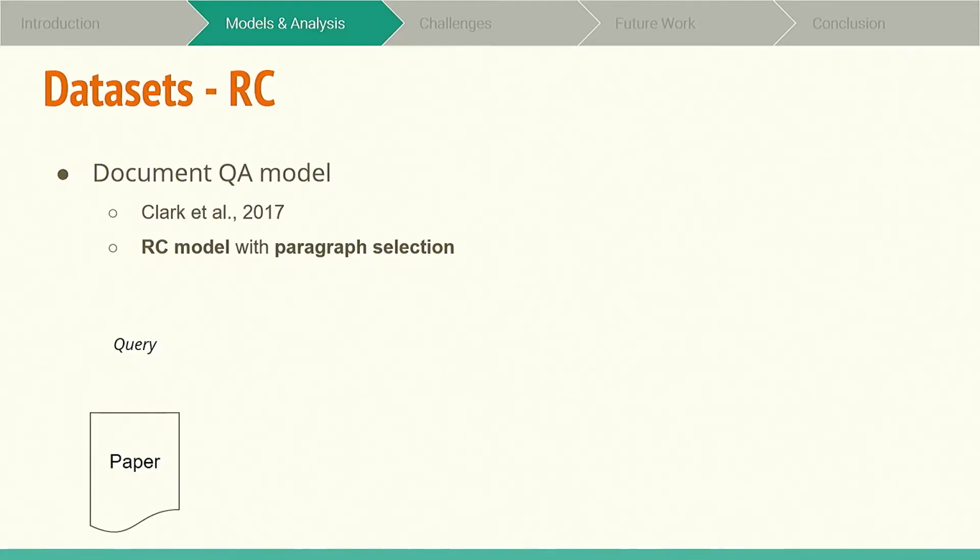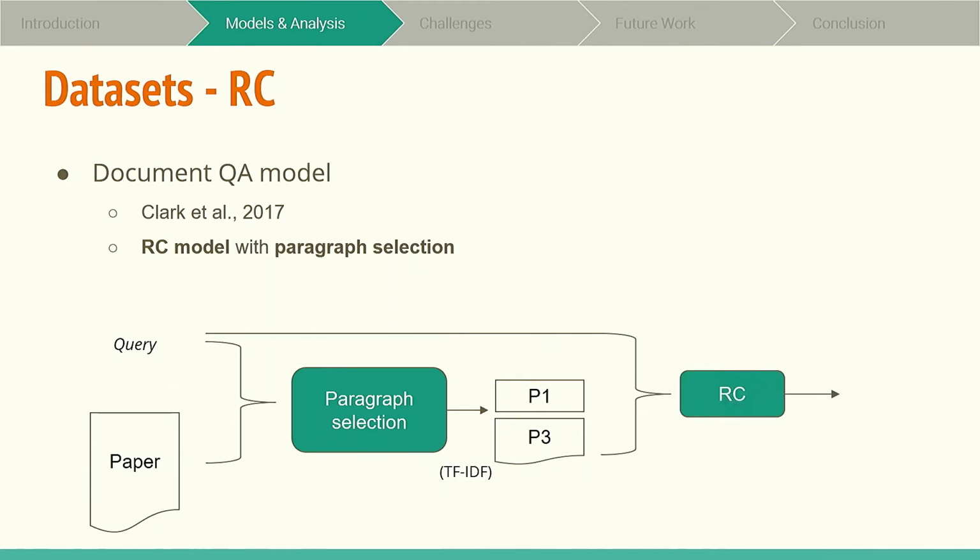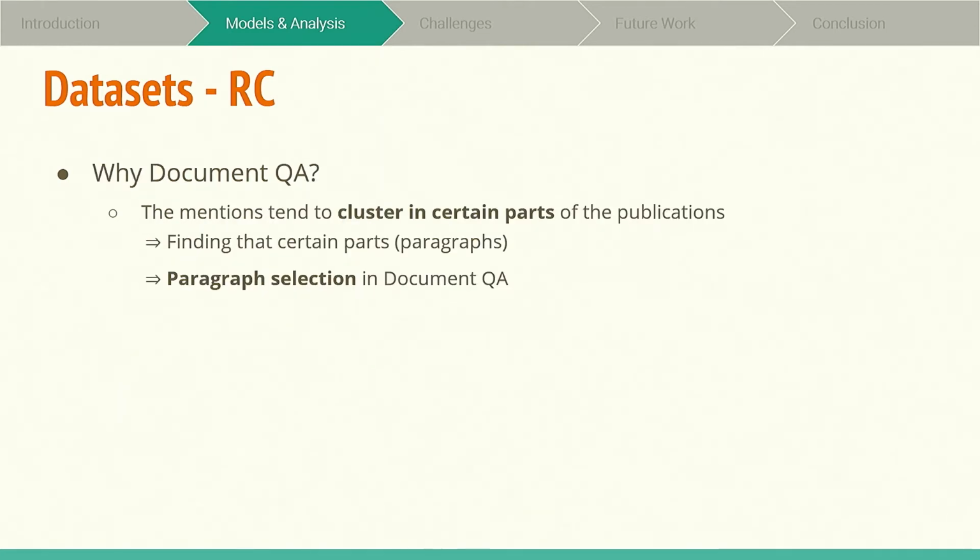So we use document QA, and the most important characteristic of this model is the paragraph selection stage. We have a query and the paper, we input both into the paragraph selection stage, and then we get a list of paragraphs. These paragraphs are somehow relevant, and the answer is in one of them. Then we input the paragraph with the query into the actual RC model, and we get the answer. We use this model because we think that dataset names are usually clustered in some section of the publications, so this paragraph selection stage is perfect for this.